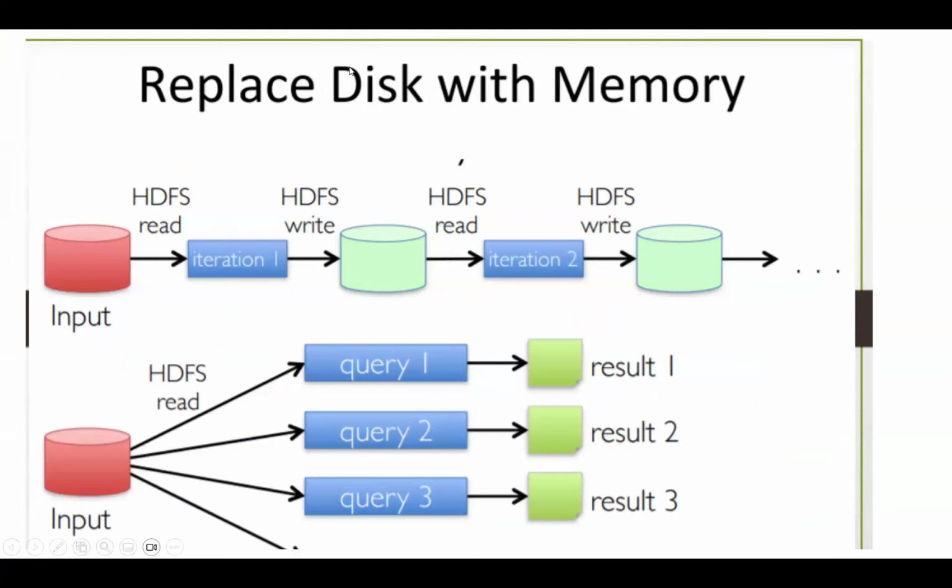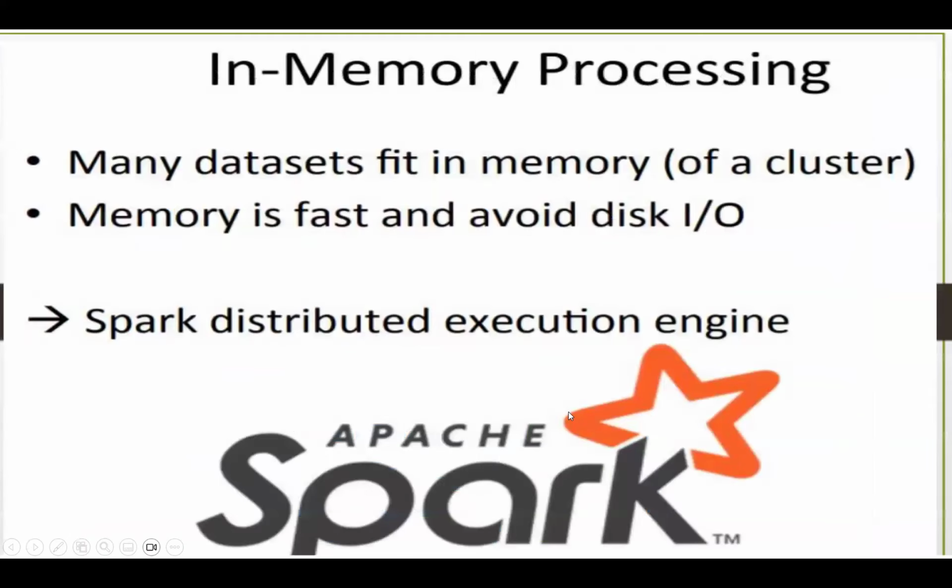That's why in Databricks, we have replaced the disk with memory. That will reduce the data shuffling across the different nodes. As a result, we can improve the parallel processing, distribute the data among different nodes, and increase the performance. So it does in-memory processing. Processing the data in memory is faster than disk. It will internally use the Spark distributed execution engine, which is developed by Apache Spark.